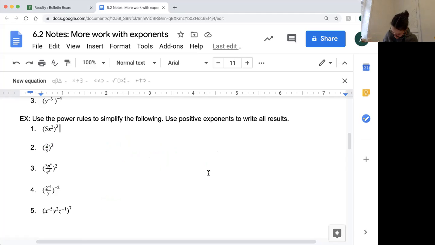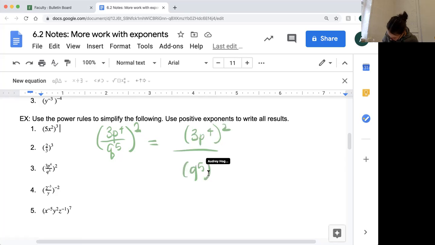Next up, we have 3p to the 4th over q to the 5th quantity squared. So first thing we're going to do is take care of the quotient. So I'm going to rewrite this as 3p to the 4th quantity squared divided by q to the 5th quantity squared. And then from here, I have to do a little bit more work, right?